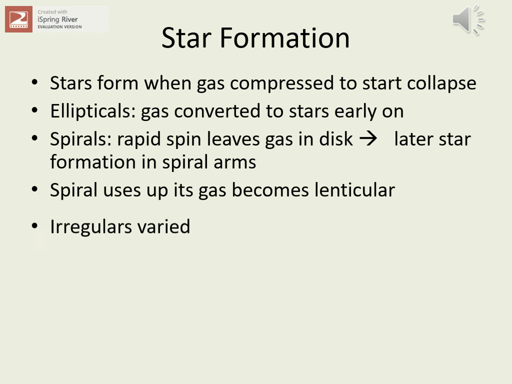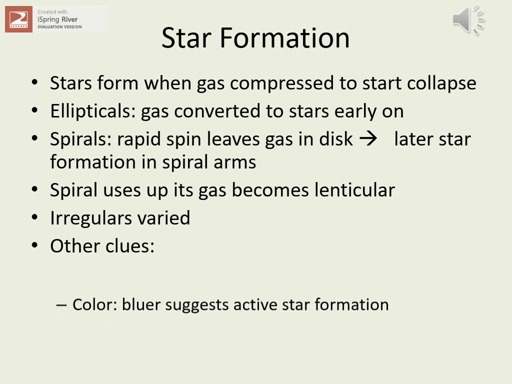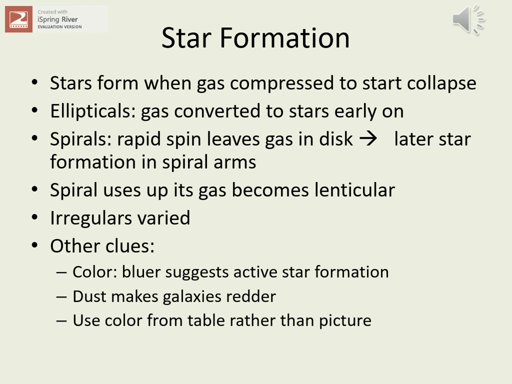In irregulars, there is more variation in their histories, and you may have to use other clues besides shape and the presence of spiral arms. For example, the color can be an important clue. Bluer galaxies tend to have more star formation, since young, high-mass stars are the bluest stars we see. The one exception to this happens when you're looking through a lot of dust. So if you see a galaxy with dark streaks across it, that may mean there's dust making the galaxy look redder.